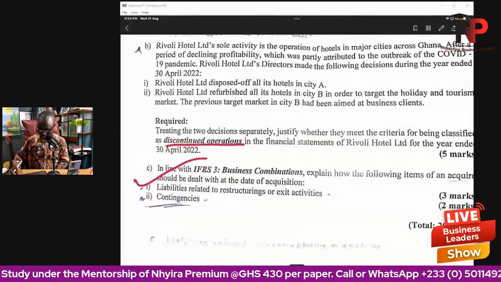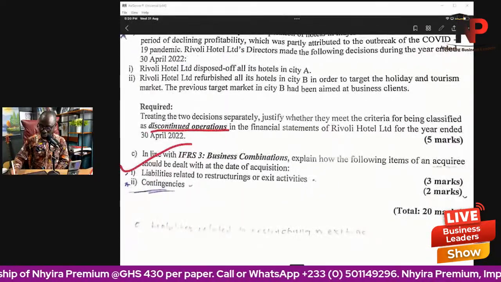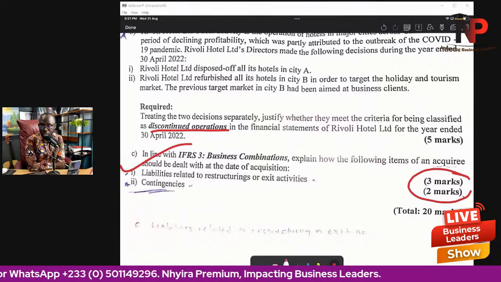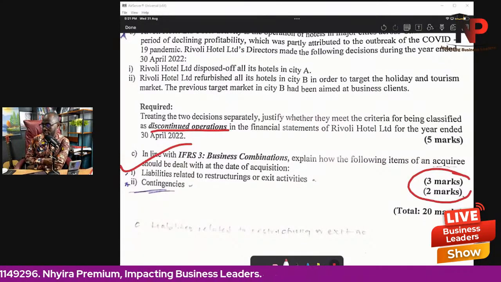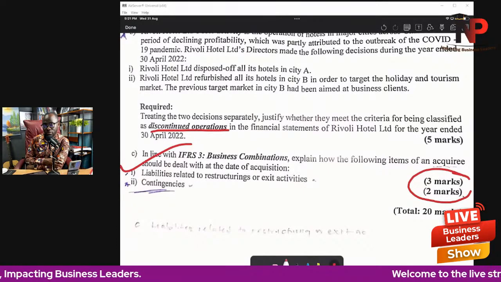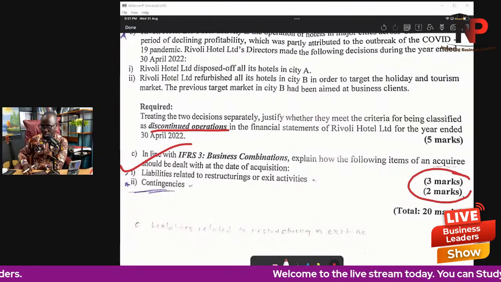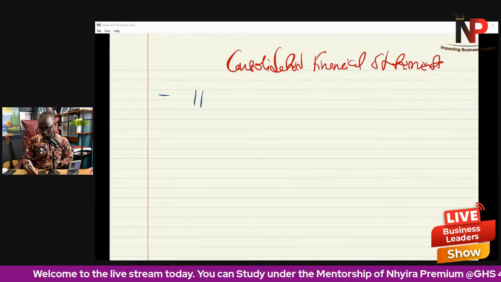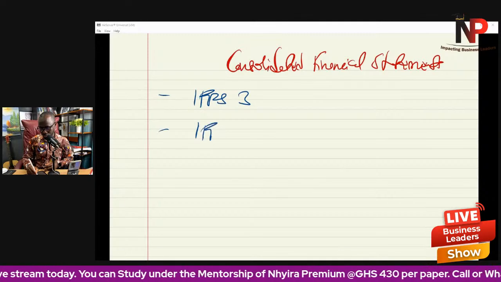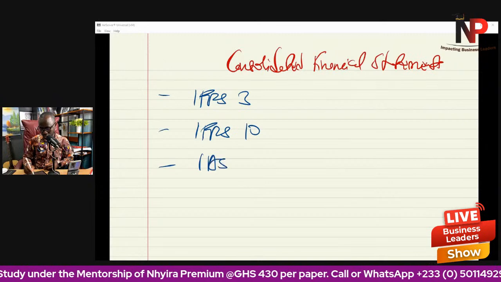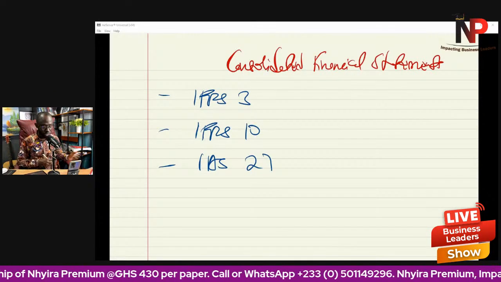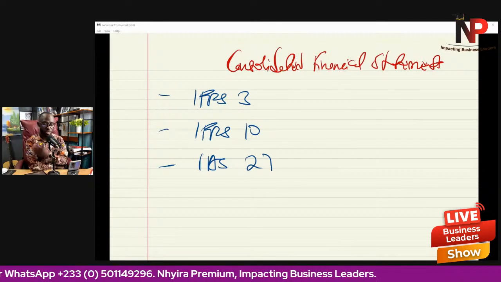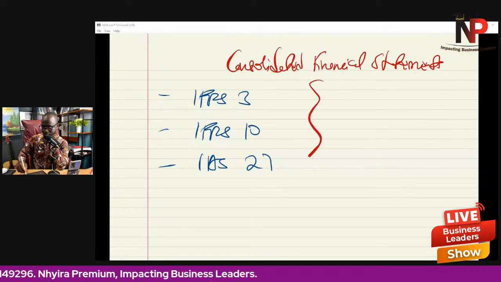There was an ethics question there. We'll look at ethics later on. Yeah, there was a 5-mark question on consolidation. 5 marks. It's a theory question from IFRS 3, business combination. So when it comes to consolidated financial statements also, there are some standards that you have to be aware of. What I just mentioned: IFRS 3, business combination; IFRS 10, consolidated financial statements; IAS 27, separate financial statements of entities. So these standards, the examiner may bring some theory questions about them that you must know about.